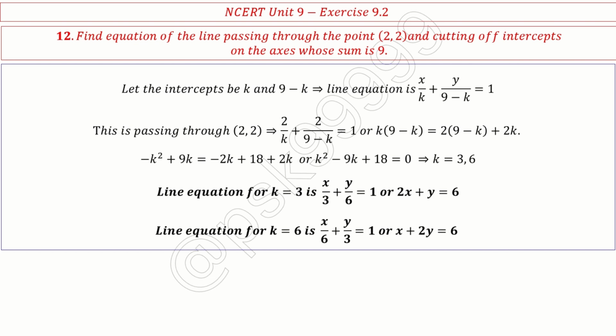If I solve it, I get the quadratic equation. Solving it, I get k equal to 3 comma 6. So I got 2 points; the k value has 2 possible points.